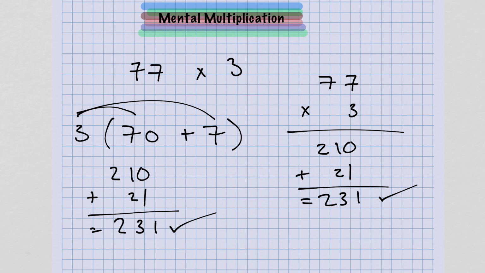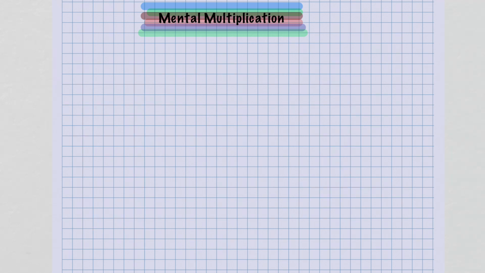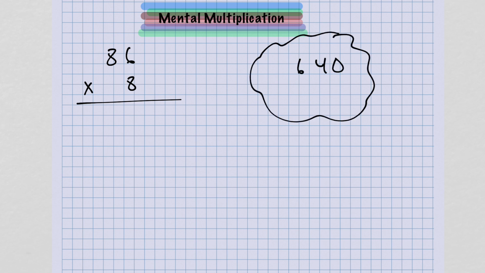All right, last example, let's get it. We have 86 times 8. So let's see, what is this? 8 times 80 is 640. So we hold that number inside our head, 640. And then 8 times 6 is 48. So you're trying to do this part mentally, plus 48. 640 plus 48 equals 688.